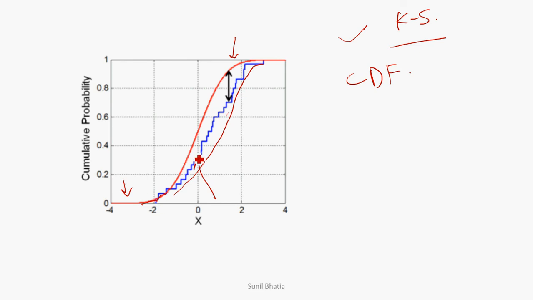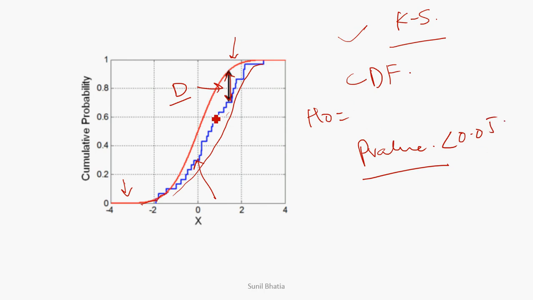When we plot them, we try to find the maximum distance between these two lines. Let's say at this point we have the maximum distance, which we label as d. Then we form a hypothesis. The null hypothesis is that these two distributions are the same, and we find the p-value for the distance. If the p-value is less than 0.05, we have no confidence that these two distributions are the same; if it is greater than 0.05, we have some confidence that these distributions are similar.